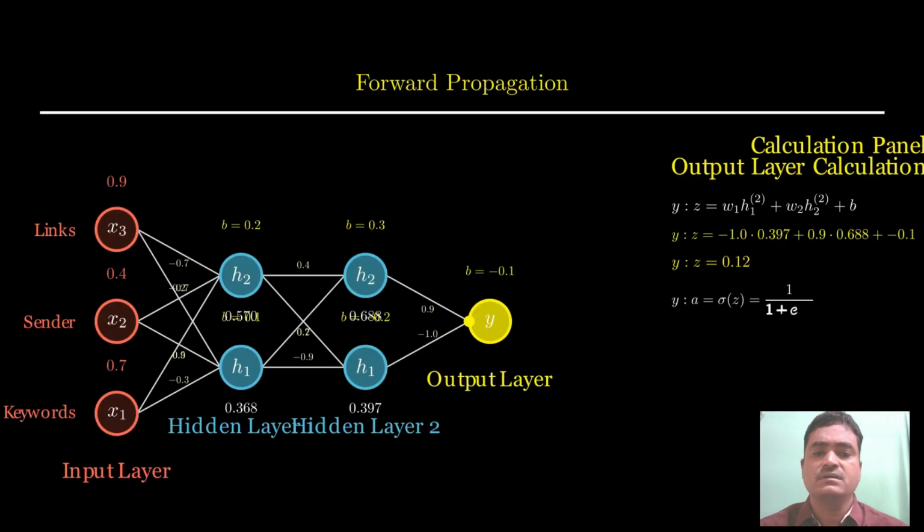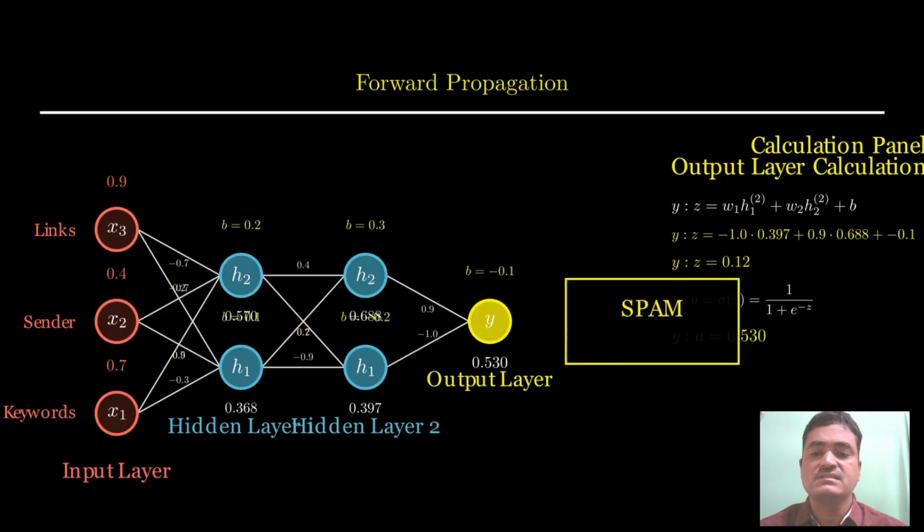Signal dots then move from hidden layer 2 towards the single output neuron. The calculation panel focuses on the output y. Capital Z is equal to w1 h1 of 2 plus w2 h2 of 2 plus bias. The sigmoid function is applied one final time, producing an activation value between 0 and 1. This value appears below the yellow output neuron and the circle fills prominently with color, signaling forward propagation is complete.